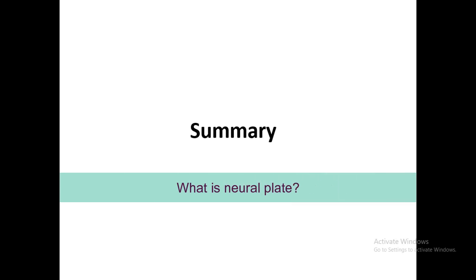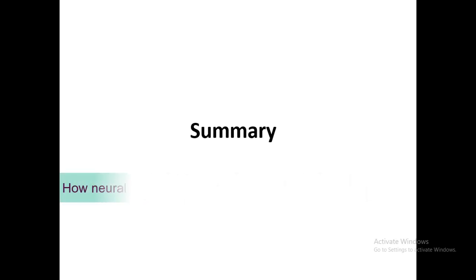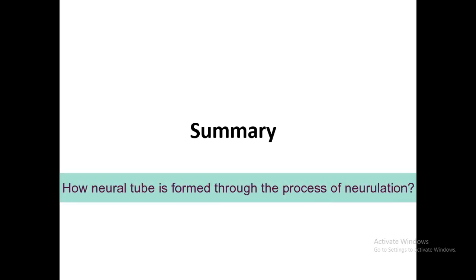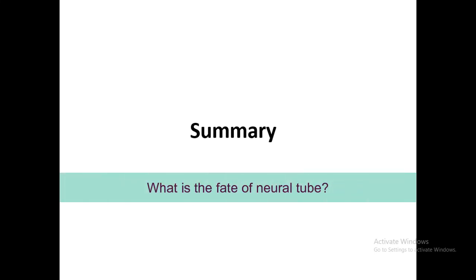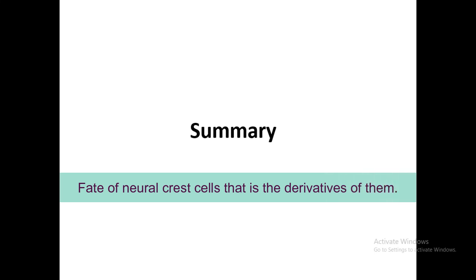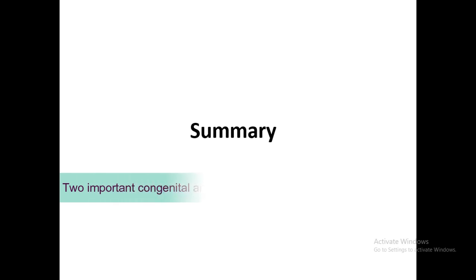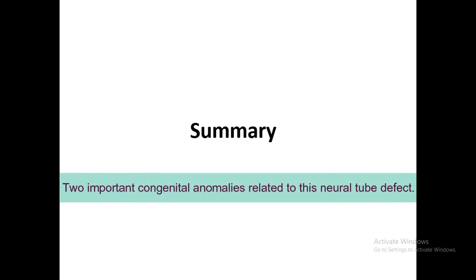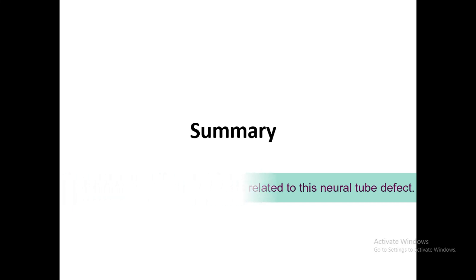So from this session we have learned what is the neural plate, how the neural tube is formed through the process of neurulation, what is the fate of the neural tube, what are neural crest cells, how they are formed, what is the fate of neural crest cells, that is the derivatives of neural crest cells, and two important congenital anomalies related to neural tube defect, anencephaly and spina bifida.